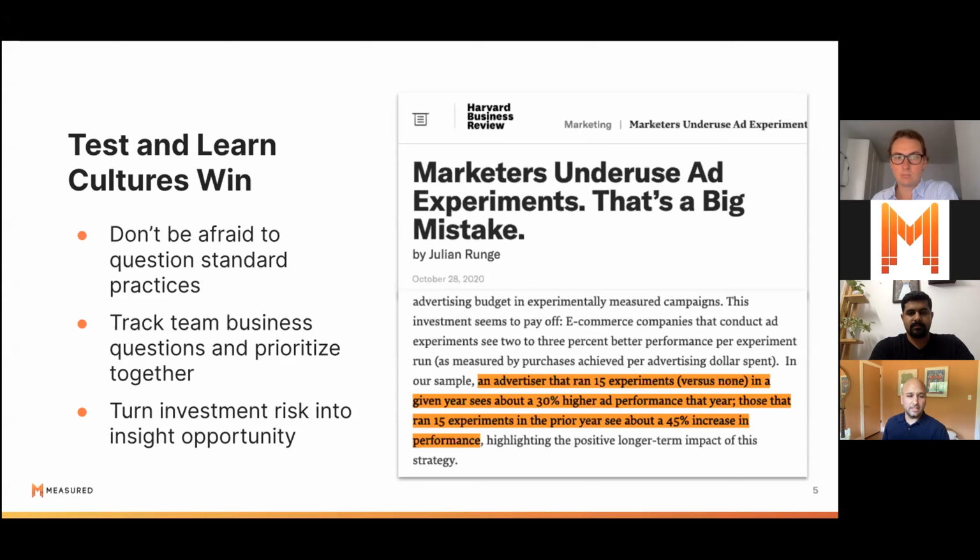Additionally, track your team's business questions and prioritize them together. Take hold and take note of what questions come to mind in your daily and weekly rituals and start building hypotheses to try to uncover how you could possibly test to answer those particular questions. We'll go through a few examples today that highlight some of these business questions and how they're turned into hypotheses.